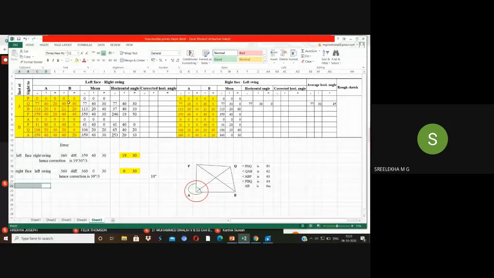And what will be the angle between P and Q from the point A? That will be the same. But when sighting to the point B, that is from P to B, whatever be the angle you have got, it is the total angle. 113 degree, it is the total angle. So you have to deduce what is the angle between Q and B. That is written here, QAB.